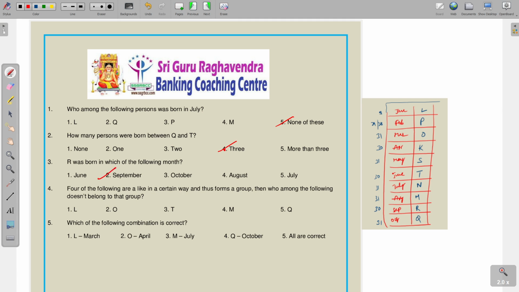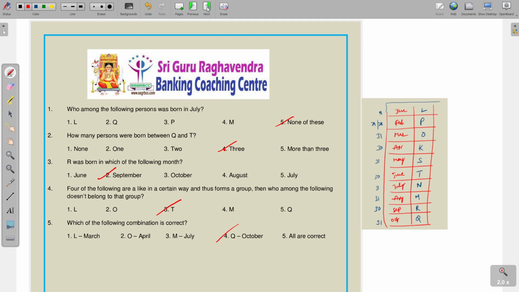Question number 4, find odd one out. Option 1, L. So L January 31 days, O March 31, and T June 30, M August 31, and Q October 31. Odd one out is T. T was born in 30 days. Which of the following combination is correct? L March not correct, and O April not correct, and M July not correct, and Q October is the correct one.